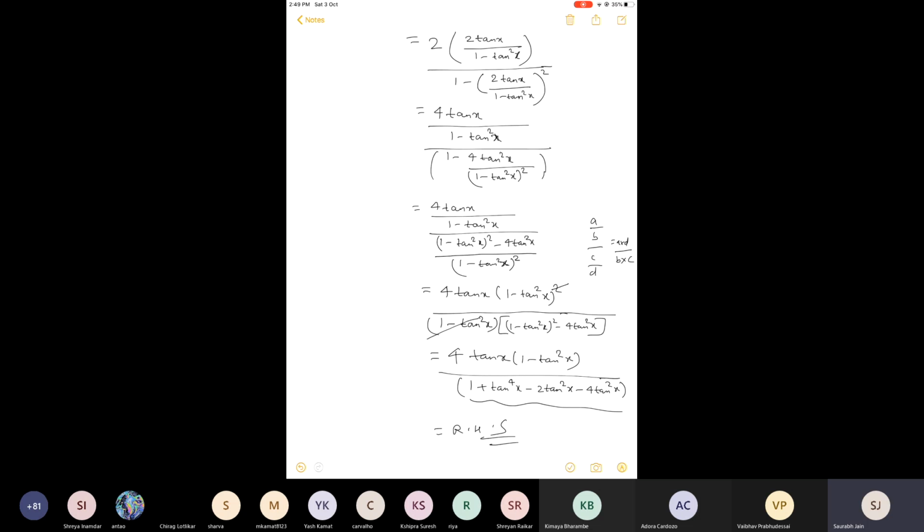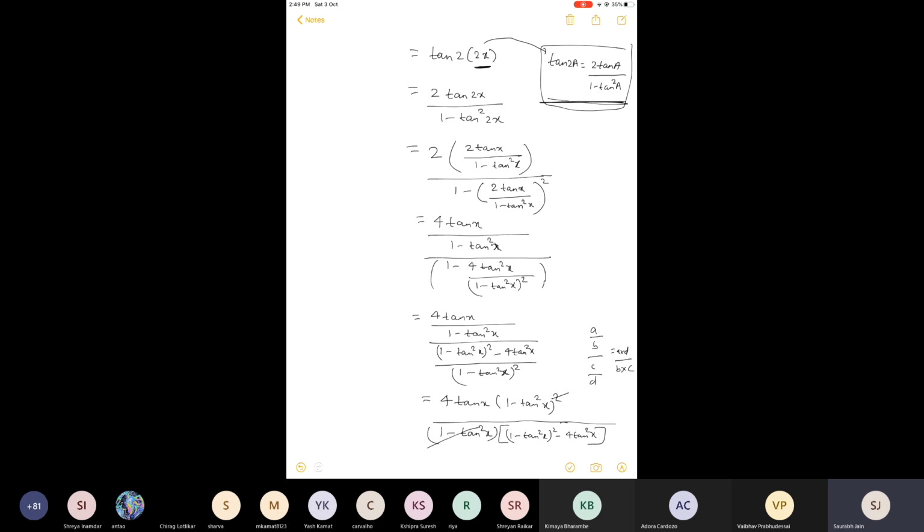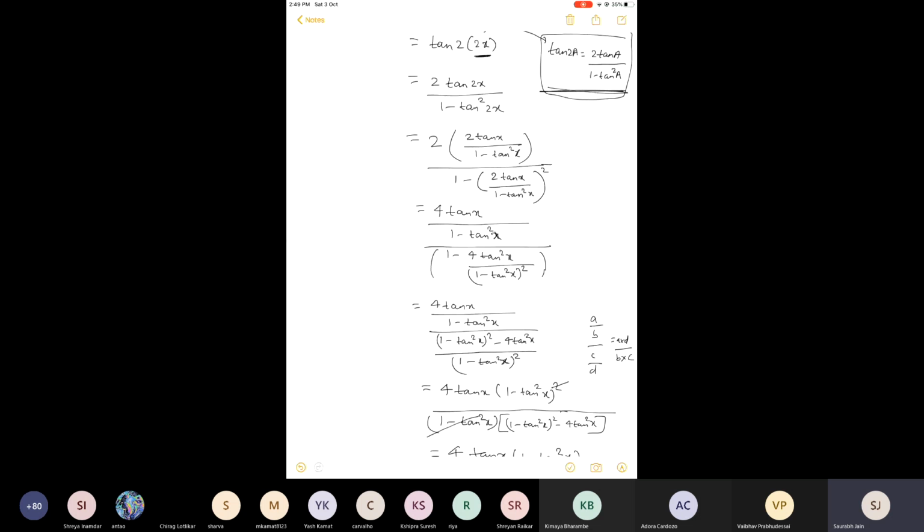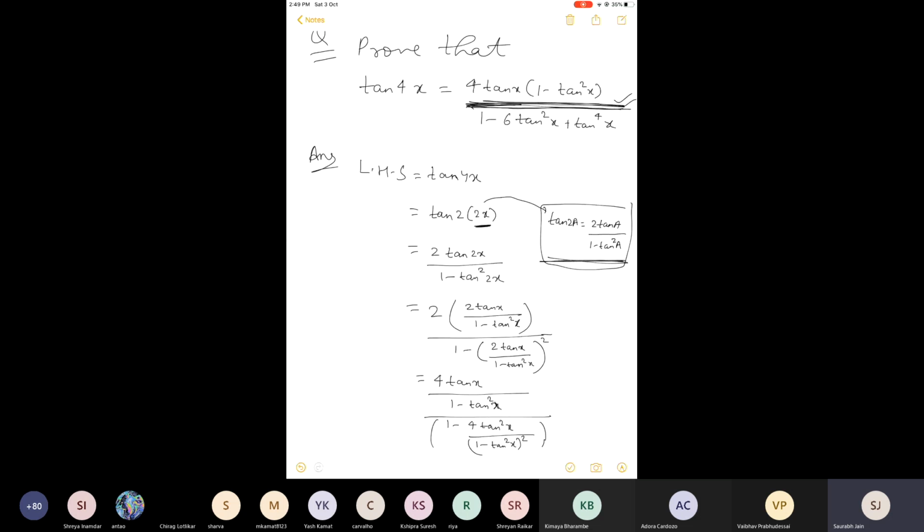Though it may seem that the question is very lengthy, it is actually not, because I could have written the answer by skipping these 2 or 3 steps, but then there might have been some confusion. So I'm writing each and everything in detail. Overall, the question can be summarized in 2 steps. First of all, from tan 4x, I will change this into tan 2x, and from tan 2x, I will change the question in terms of tan x. And for that, I will have to use this formula, that is tan 2A equals 2 tan A upon 1 minus tan square A. So this is basically the method by which we can prove this.